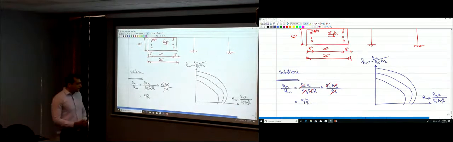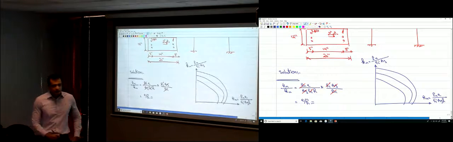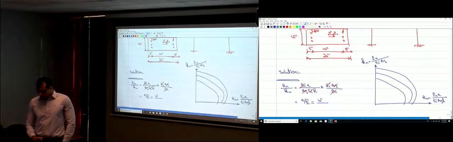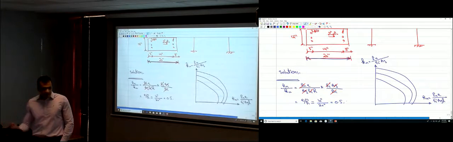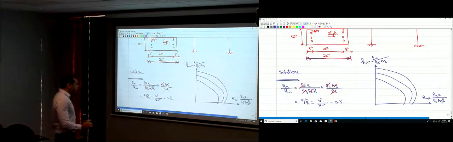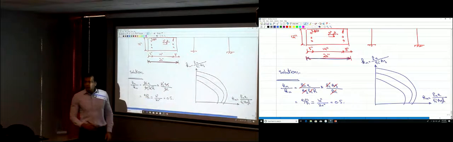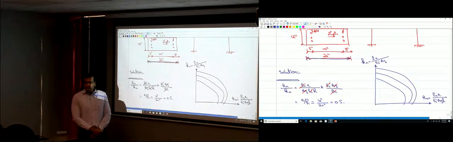That's the slope of some line, right? Rn divided by Kn. So if I have this e, how much is the eccentricity here? 10 inches. How much is h? It's 20 inches, right? So this is 0.5. So the point that I'm looking for has Rn divided by Kn equals 0.5. Can you draw a line where Rn divided by Kn equals 0.5?